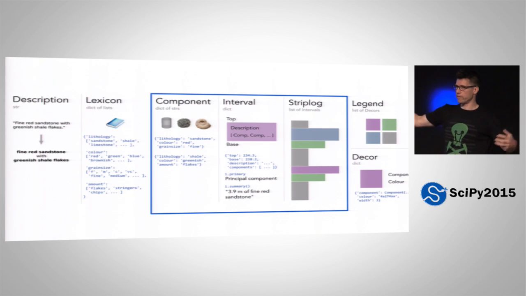So there's a little bit of extra paraphernalia around all this. I mentioned the descriptions already. If I take a sentence like "fine red sandstone with greenish shale flakes" on the left there, I'm going to need a way to turn that into structured data, into a little dictionary of attributes. I'm dimly aware of natural language processing, and there's probably super awesome ways of doing that with machine learning. I basically just built what I call a lexicon. It's just a Python dictionary that says, here's all the words that are colors, here's all the words that are rocks or lithologies, here's all the words that have to do with grain size, that kind of thing. And then I use regular expressions to grossly parse through the descriptions and build these little structured entities.